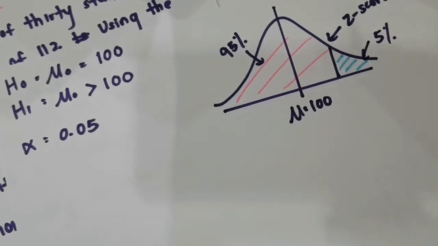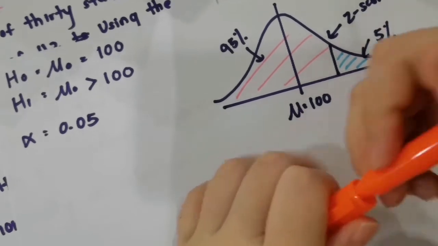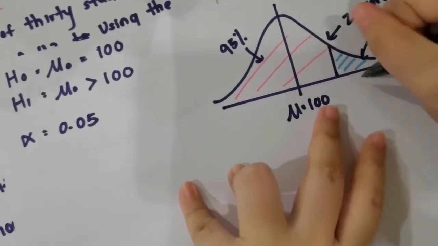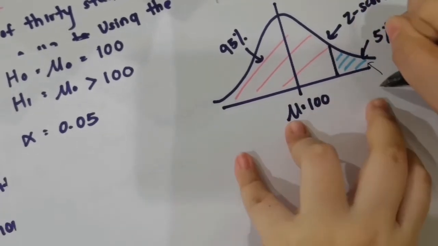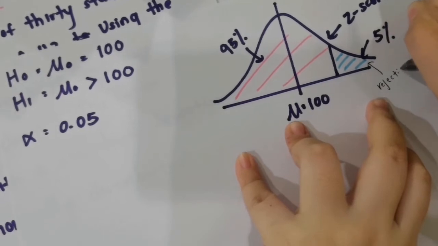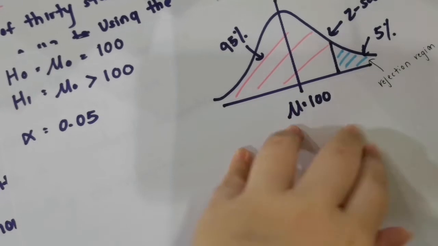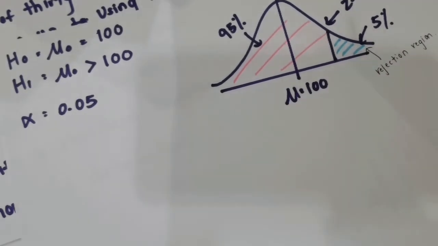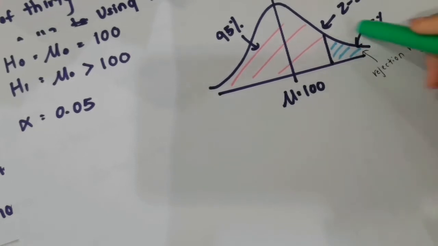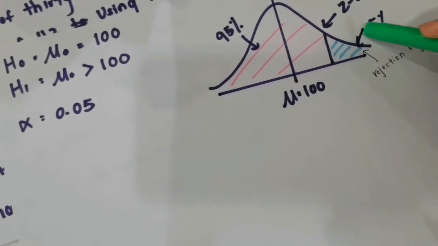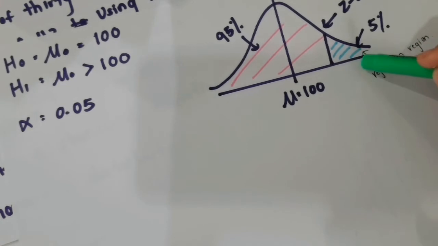Okay, I write this: this is the rejection region. It means that if the number falls in this blue region, we can reject the null hypothesis.